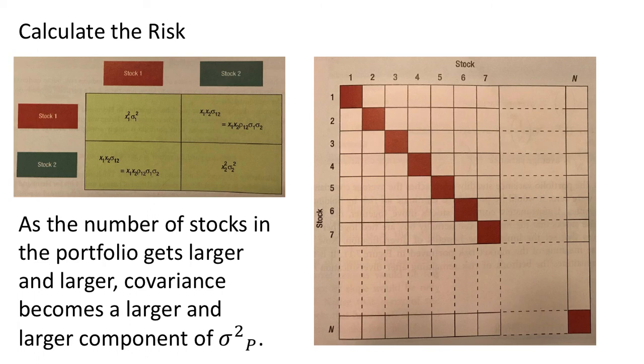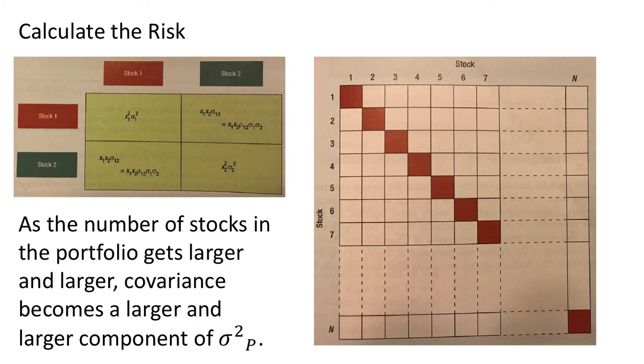As we know, in order to get the portfolio's variance, we added up the 4 elements in this 2x2 matrix. And to get the standard deviation, we took the square root of that. This is what we did in the last slide. What happens as you get more stocks? Let's move over to the chart on the right.